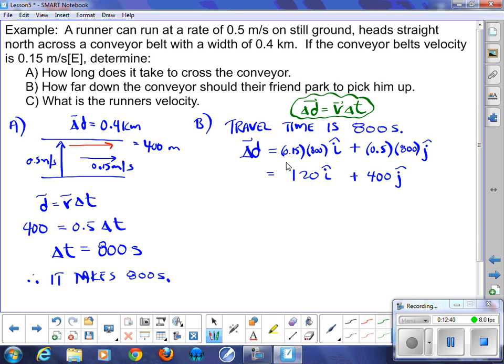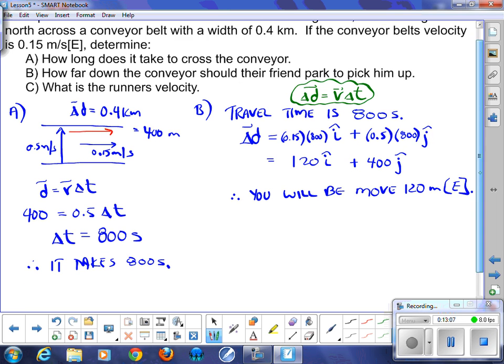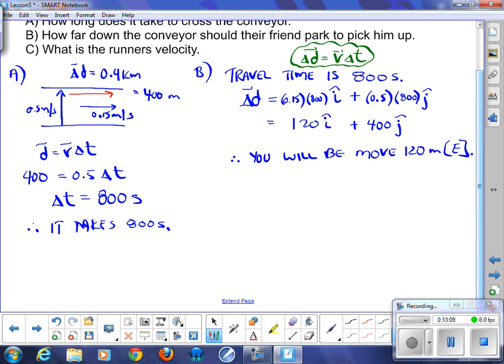So to answer the question, how far down should the friend be? So therefore, you will be moved 120 meters east. And did you have to do it in vector notation? No, definitely not. But I'm just showing you the components here, because what we want to look at in this last stage then is what is the runner's velocity. So what's the runner's actual velocity?